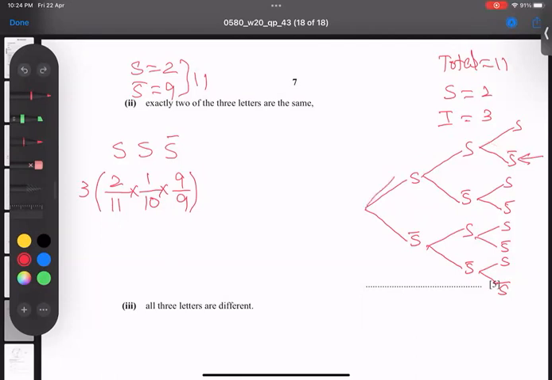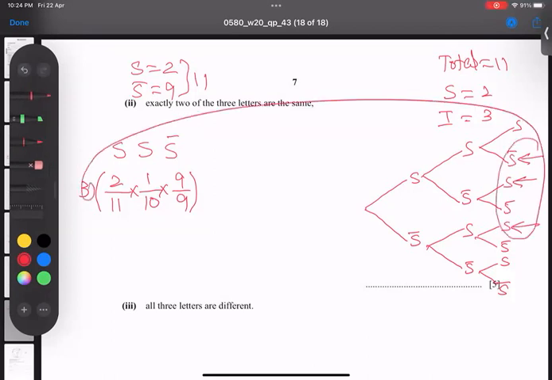And for example, S, not S, NS, it means this branch is also a possibility, and not S, S, NS. So you can see we have 3 branches. If you follow the branch way, we get the same answer. So I showed you 3 branches. That is why I multiply by 3. I hope you got my point.